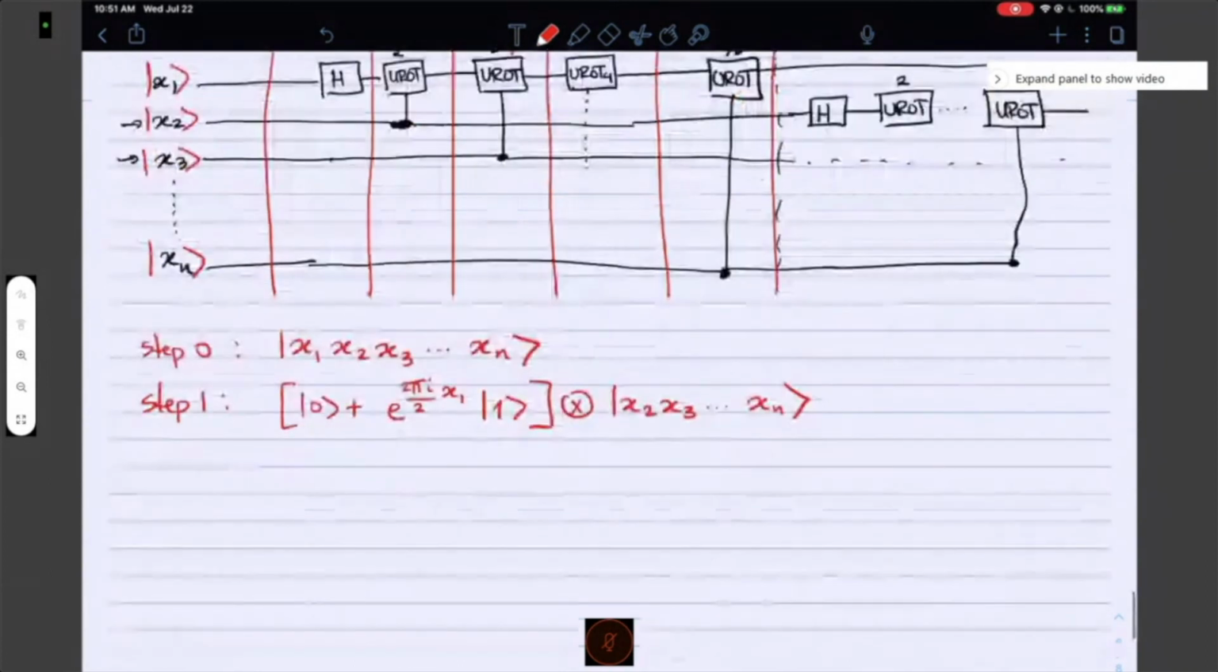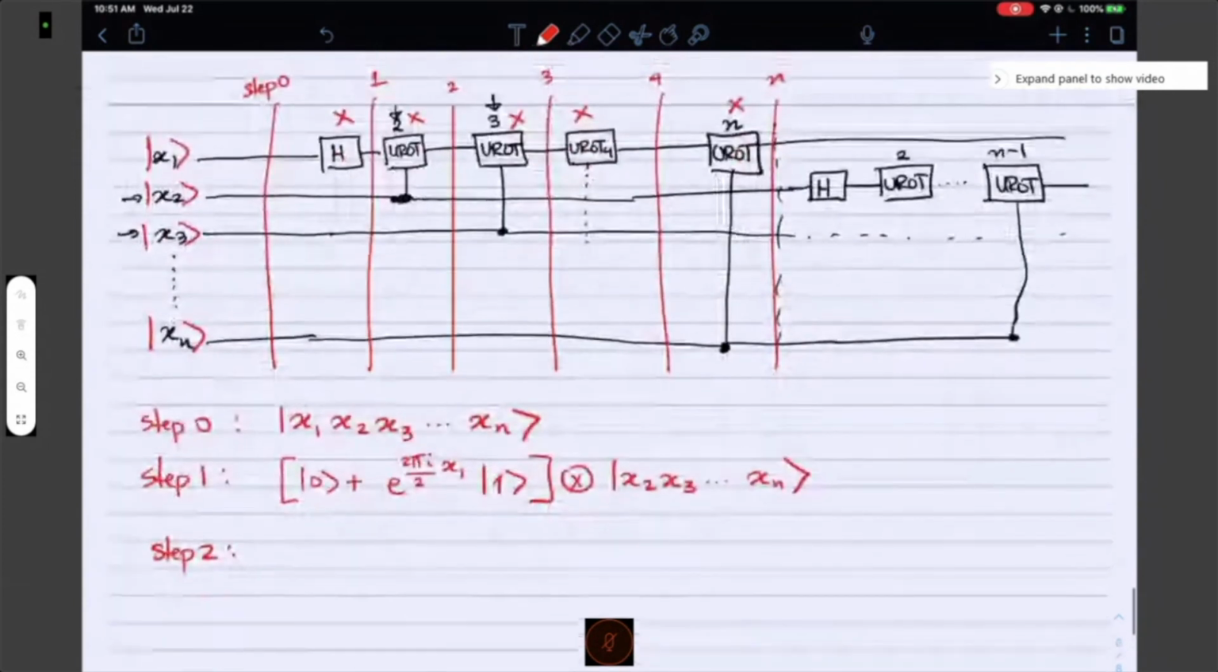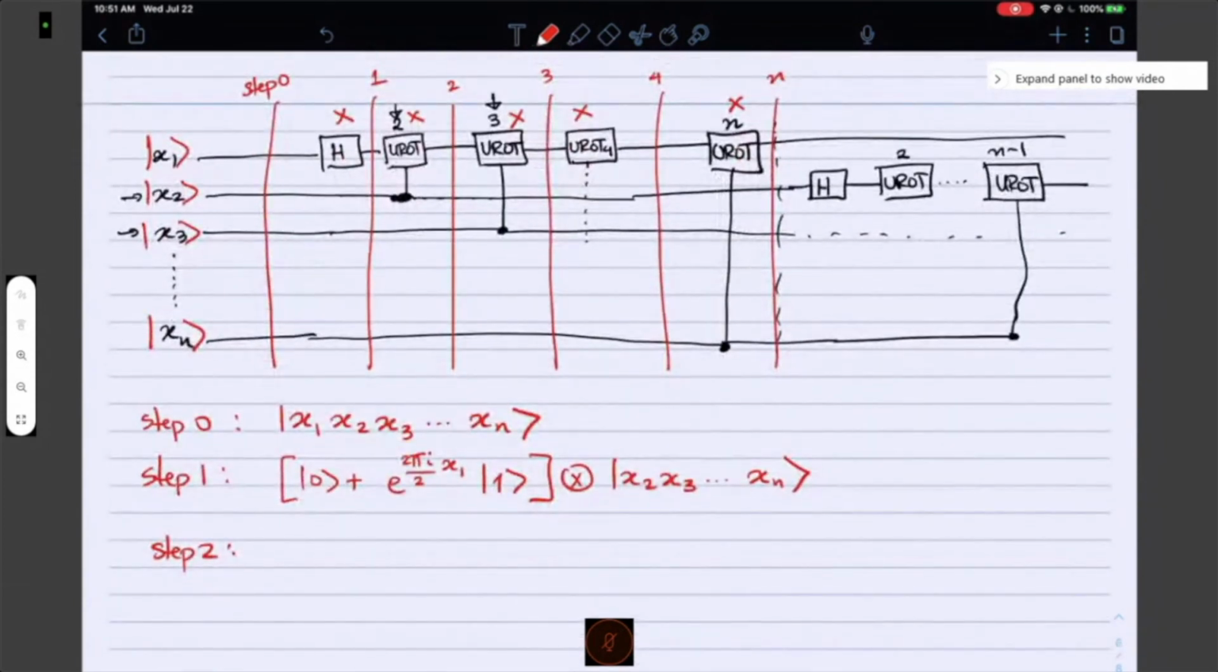Step 2, maybe I'll scroll up and keep that in view. Step 2 does exactly the same thing for x2 with a different phase. So you get 0 plus e to the 2 pi i over 2 to the power of 2 x2. And then you also get e to the 2 pi i over 2 to the power of 1 x1 on 1. Times all of the others.